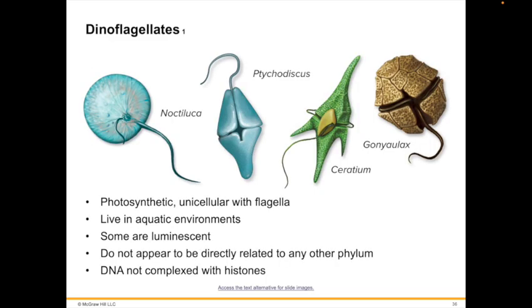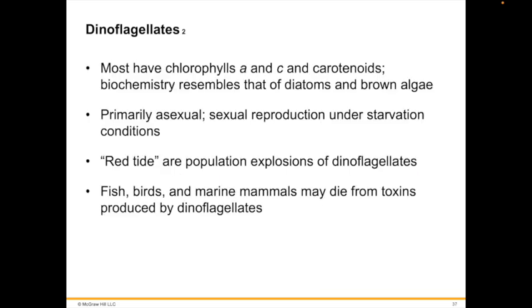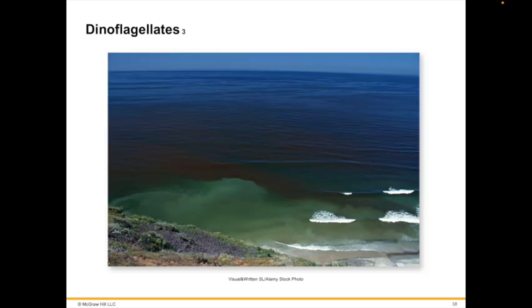The dinoflagellates are photosynthesizers with distinctive features. The dinoflagellates have pairs of flagella arranged so that they swim with a spinning motion. So blooms of the dinoflagellates are what causes red tides, which I think you all have heard of. That red tide is that explosion of these as they're growing. So what happens is, the fish, the birds, and marine mammals typically die from those toxins due to those red tides, as one is shown to you here.